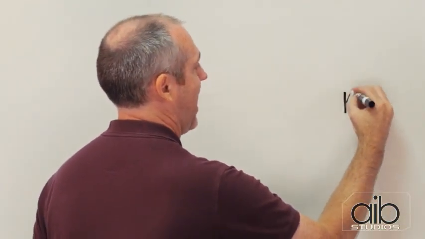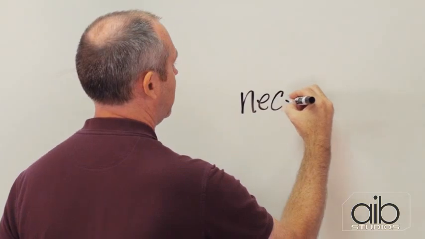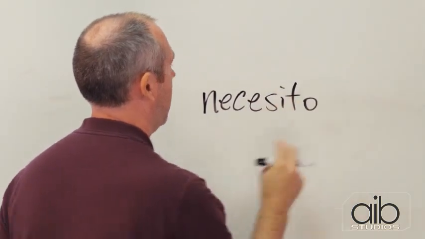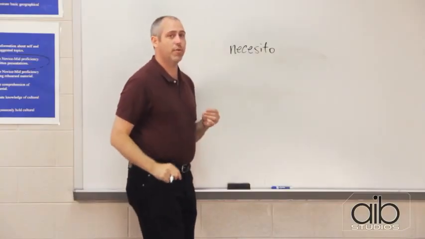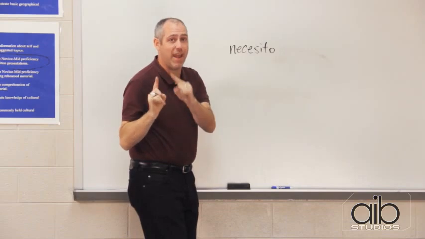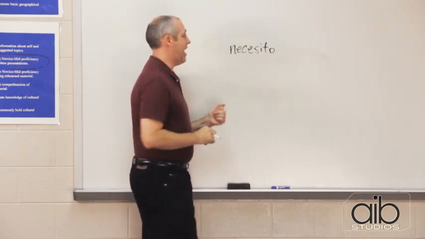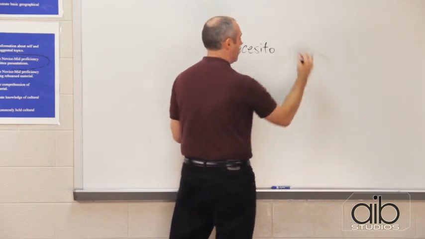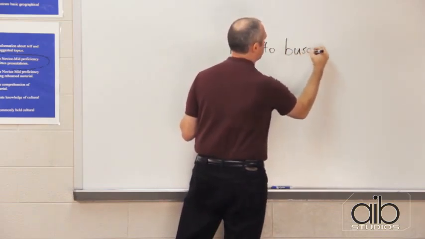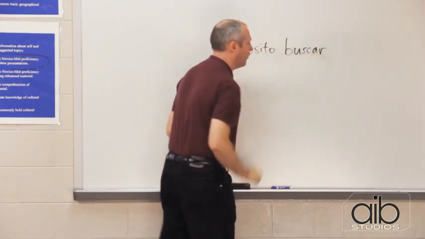Now let's move into what happens if we have an infinitive verb. For example, I need to look for it. All right, so I need to, necesito, I need to look for. Now remember, to look for. We got to have that in infinitive form because the infinitive form means to do that, okay? So necesito buscar, I need to look for.